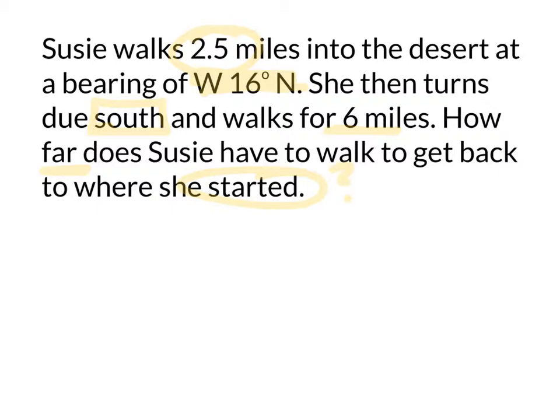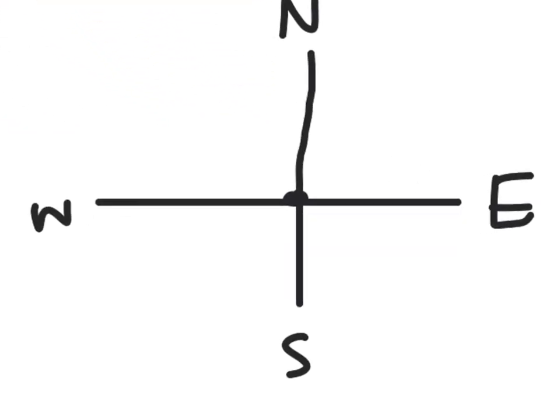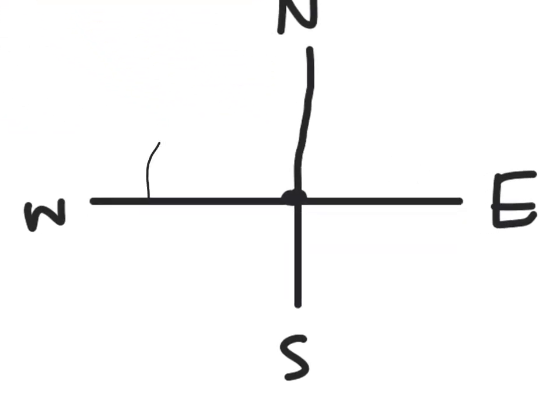Okay, so let's start by drawing her starting position. Let's say she starts right here. We put a compass at that dot so that we can use the bearing: north, and then east, and then south, and west. So west 16 degrees north means that she's walking this far. This is 16 degrees to the north of west.